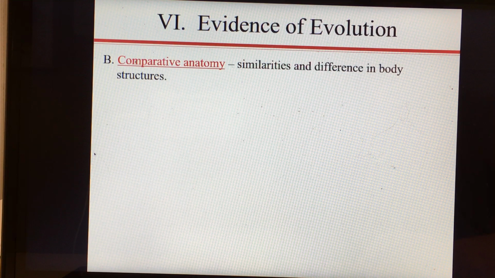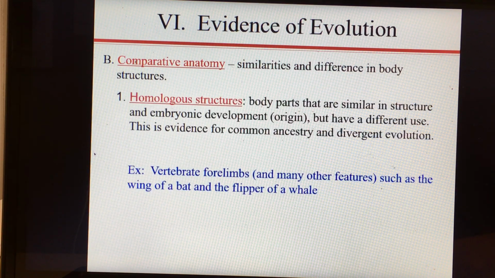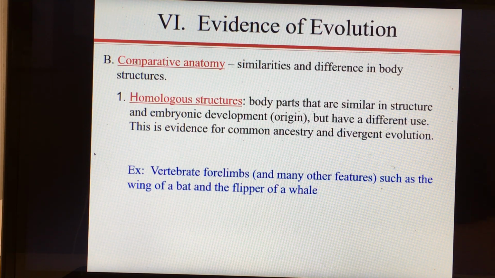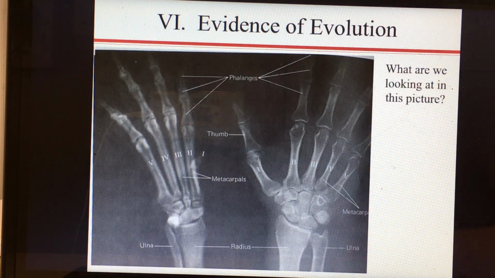So another piece of evidence of evolution is using comparative anatomy, looking at similarities and differences in body structure. Homologous structures are body parts that are similar in structure and embryonic development, but have a different use. And it's evidence of common ancestry and divergent evolution. For example, all vertebrates have very similar structure in their forelimbs. For example, the wing of a bat is used for flight and the flipper of a whale is used for swimming, so there's different function, but if you look at the underlying bone structure, it's very similar.